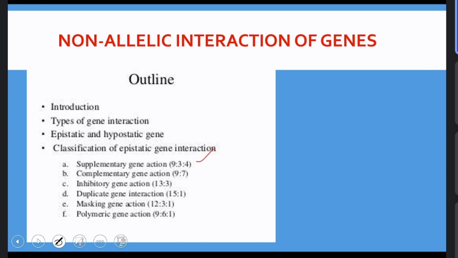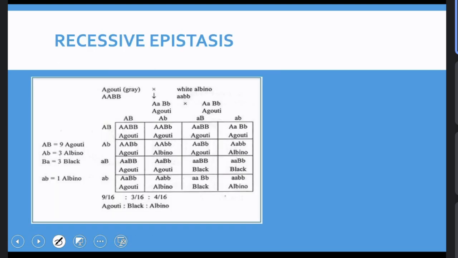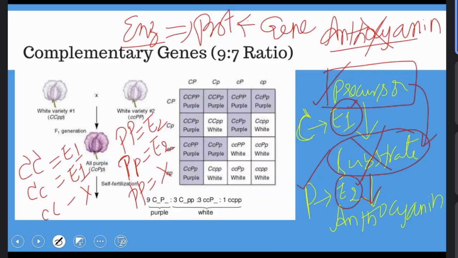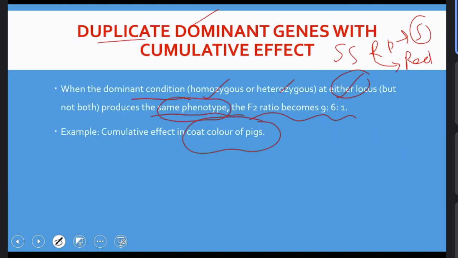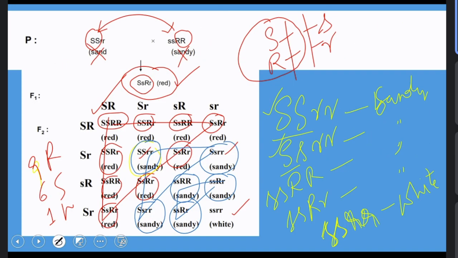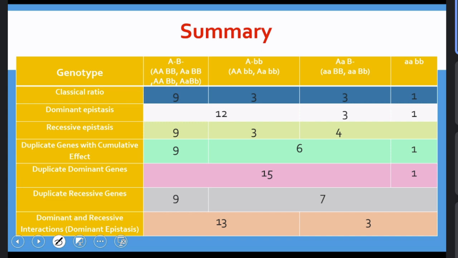So thus we have discussed in this non-allelic interaction of genes, different types of genetic interaction. One is supplementary gene, complementary gene, and epistasis, dominant and recessive epistasis, and duplicate genes and duplicate dominant genes. So let's have the summary.